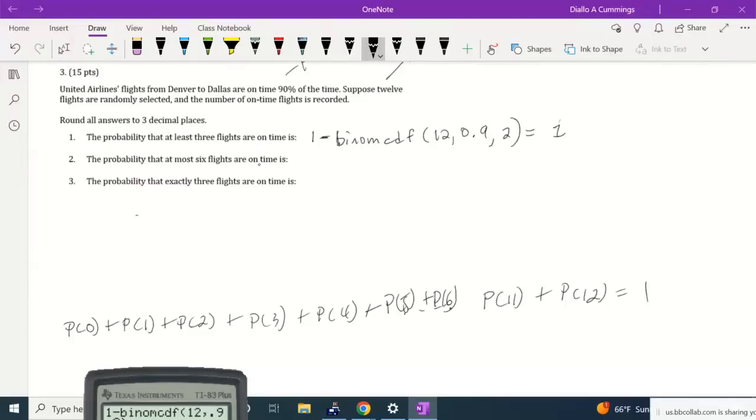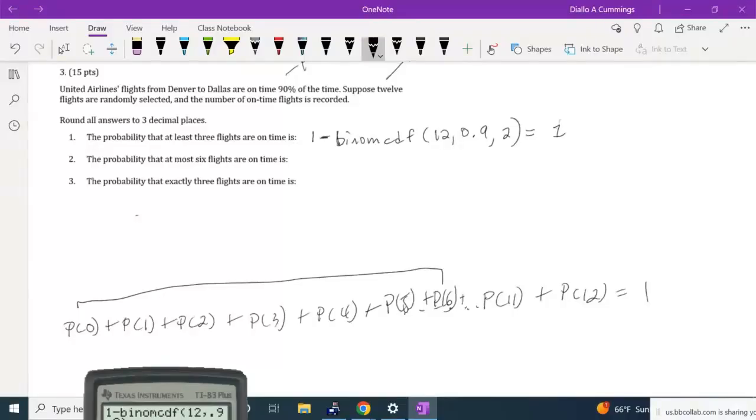I've added some more stuff in here. So I just kind of added 6. It says at most 6. That means it can be 6, 5 on time, 4 could be on time. It's like 6 has to be the maximum. So this is a probability to the left, right?